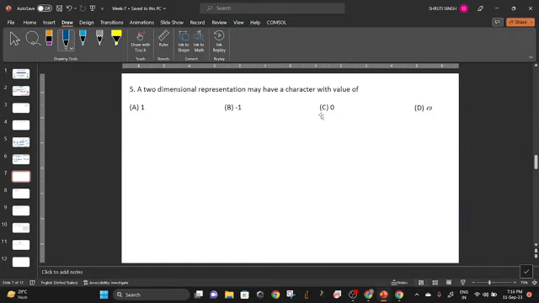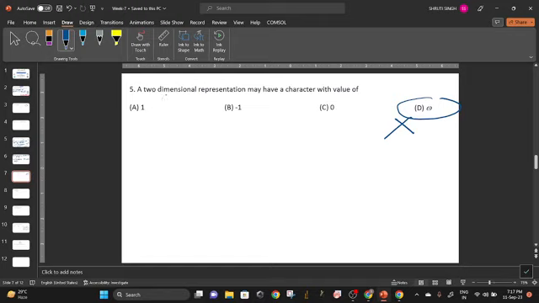Okay. For the fifth one, it is the same question: for a two-dimensional representation, may have a character with value 1, -1, 0 and omega. Now again, here omega is not possible for the same logic that the symmetry operation should not make something imaginary. Whatever the basis is, the coordinates, after applying the operation, should not go imaginary. So again, omega will not be the character. And apart from this, all three possibilities can happen.